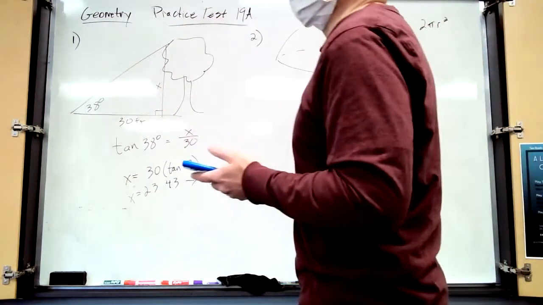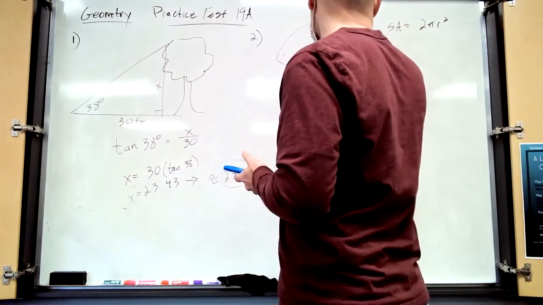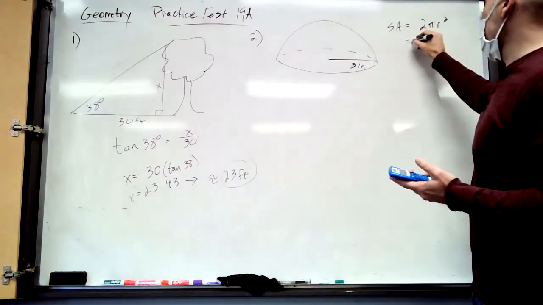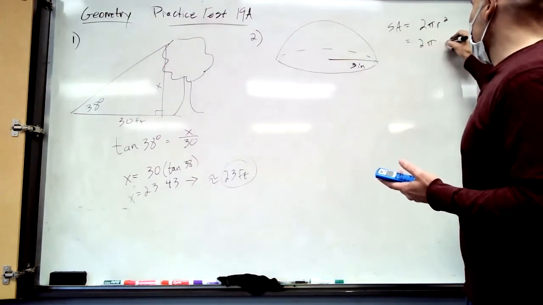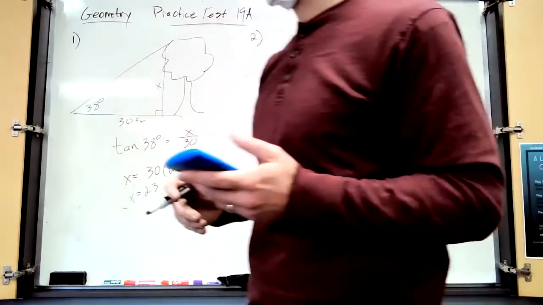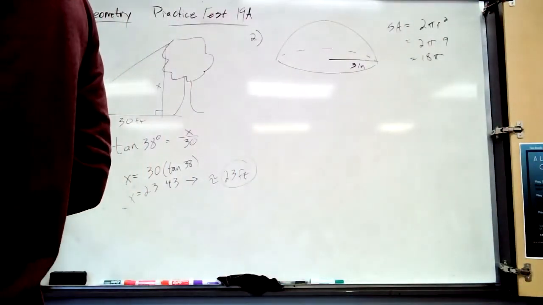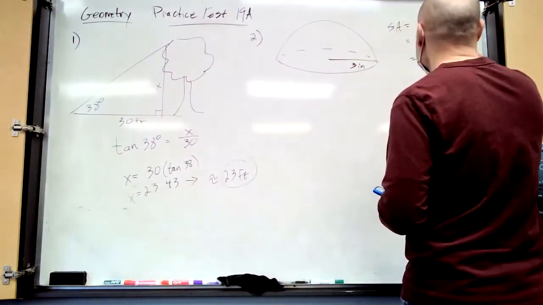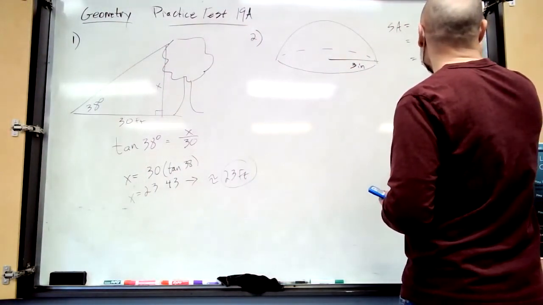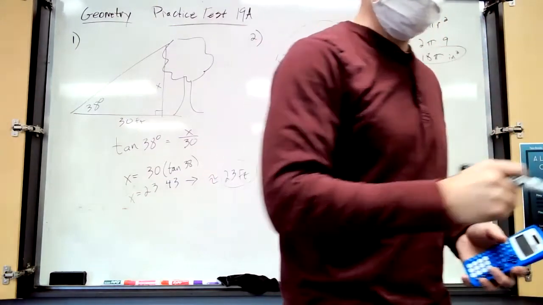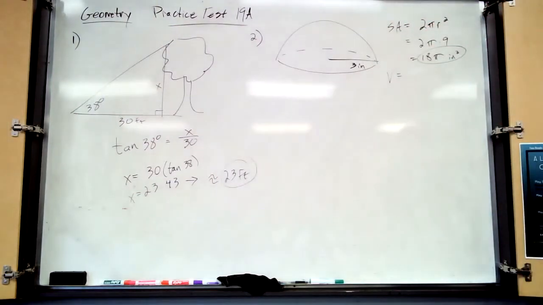So if the diameter is 6, that means we've got a 3-inch radius. So this is going to be 2 times pi times 9, so 18 pi. And what does it say to get the answer in? Doesn't. So you can leave it 18 pi square inches. Volume. How do you find the volume of a hemisphere?